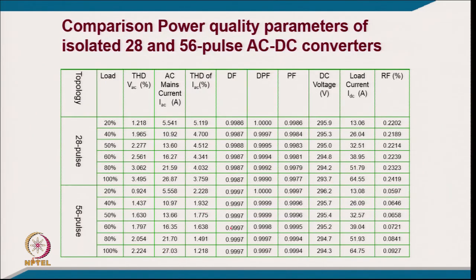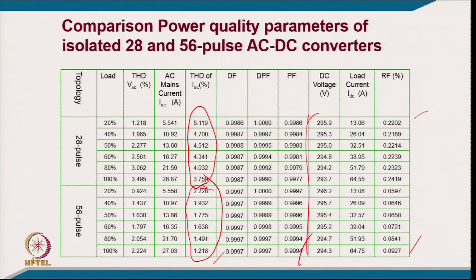And this is the performance with varying load. You can see the total harmonic distortion varying from 5.1 to 3.78 for 28 pulse, and for 56 pulse it is varying from 2.2 to 1.2% when you vary the load. So that certainly gives a power factor close to almost unity. You can see in all cases, and then the ripple factor also goes less than 0.2 in all cases.